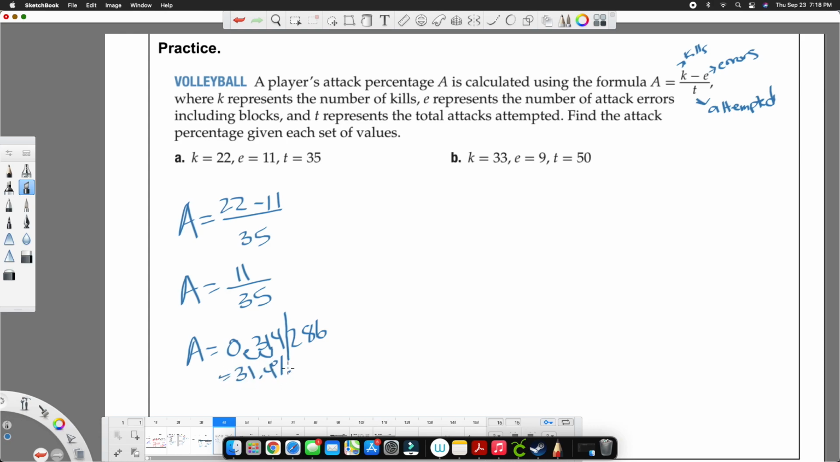All right, let's do the second one. A equals K minus E divided by T. So A equals 33 minus 9, and we get 24, divided by 50. So let's see, 24 divided by 50, and we get 0.48. So this one's definitely easy. I don't have to do any rounding at all. It was terminating. So I just need to move my decimal 2 times. So A equals 48%.